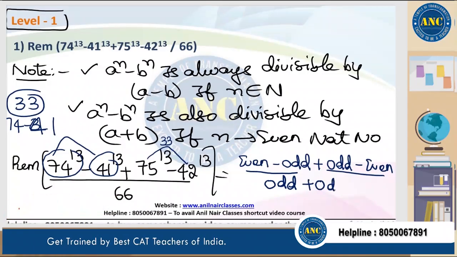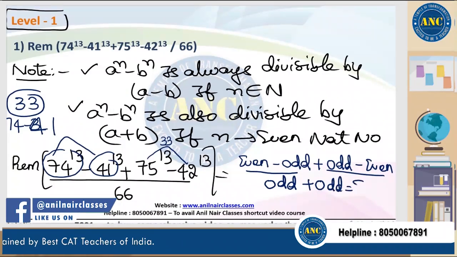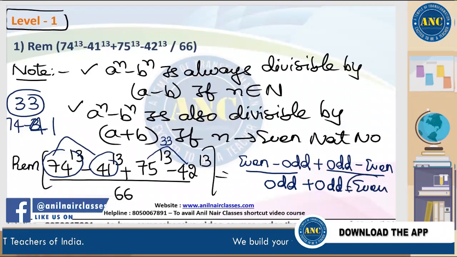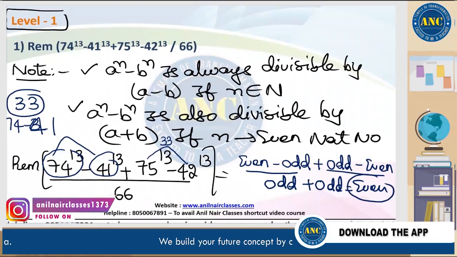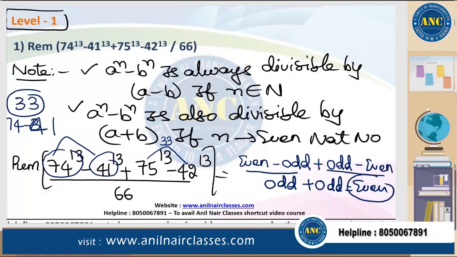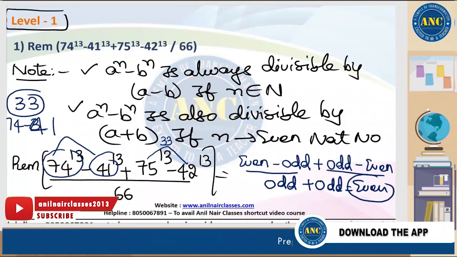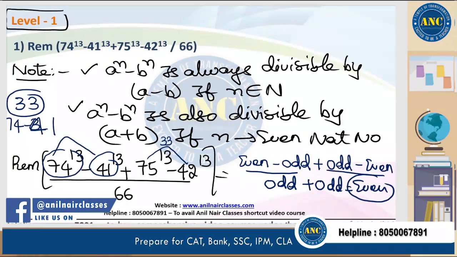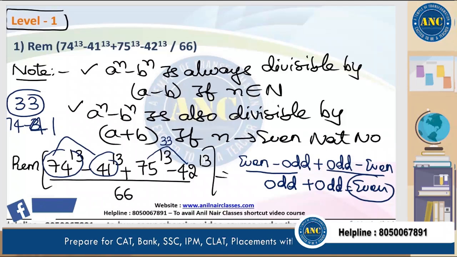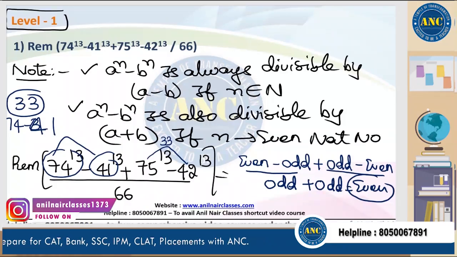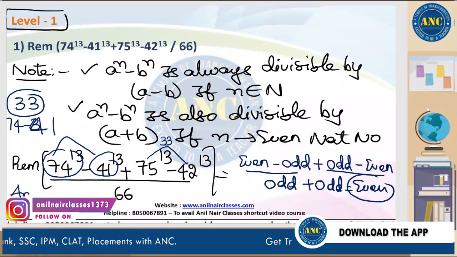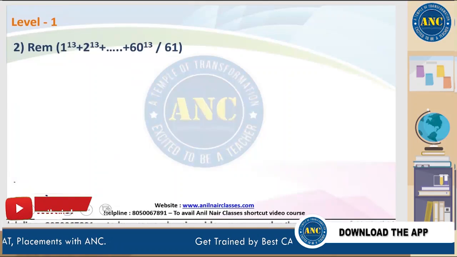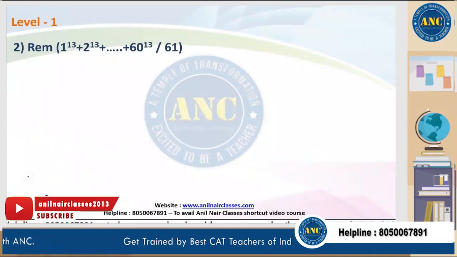What is odd plus odd? Odd plus odd is an even number. That means the numerator is divisible by an even number. What do you mean by an even number? Even number means it is divisible by 2. What is the numerator also divisible by? 33. 2 and 33. 2 and 33 combination is nothing but 66. So the answer for the first question is 0.